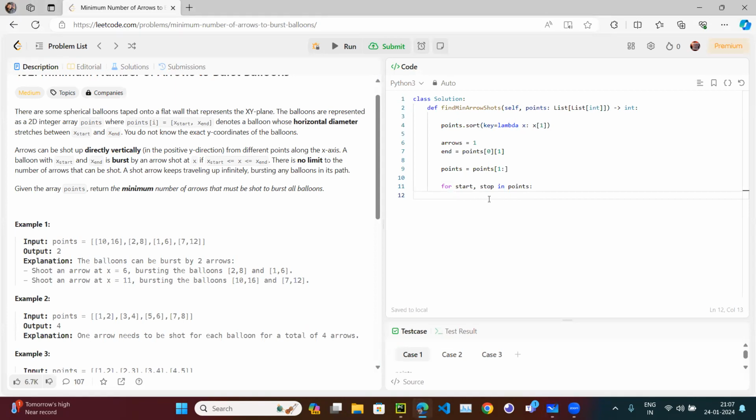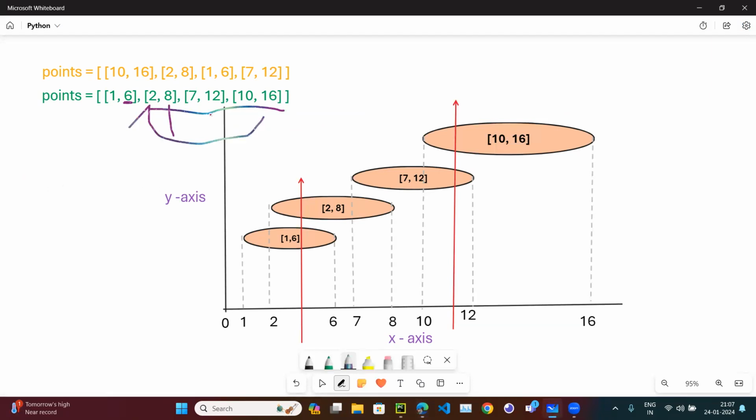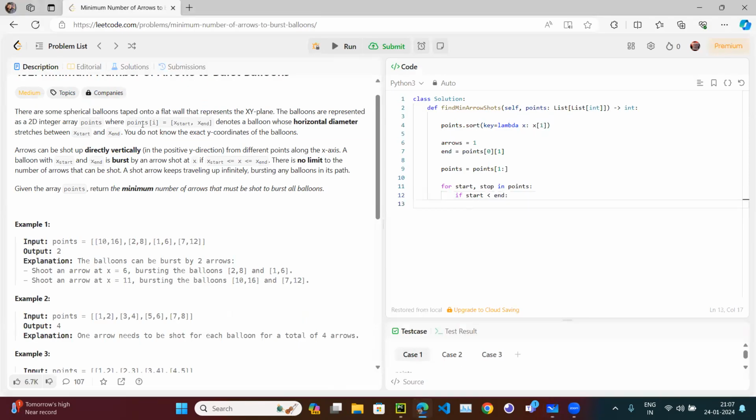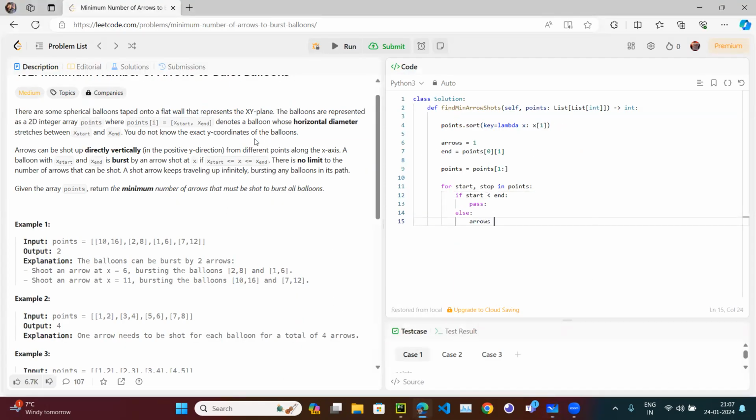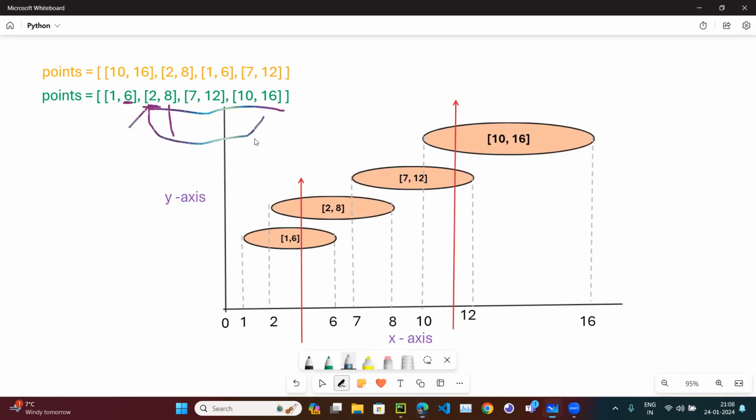Okay, now what do we have to do? If start is less than 6, less than 6 means less than end. All right, if start is less than end, then do we need to do anything? No. Otherwise, we have to increment our arrows plus equal to 1 because these are overlapping. Then we will go to the next.